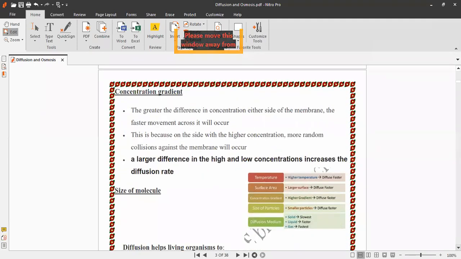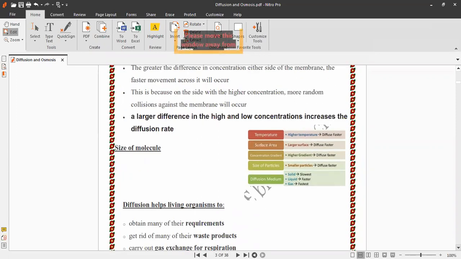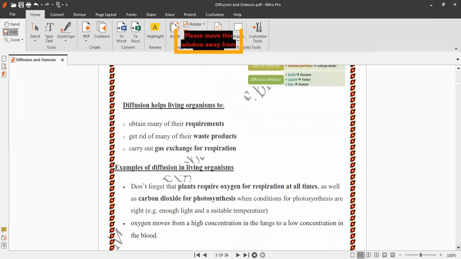Here, concentration gradient: a higher gradient, higher concentration, gives a steeper gradient for particles to diffuse. And also, smaller particles diffuse faster than larger particles.